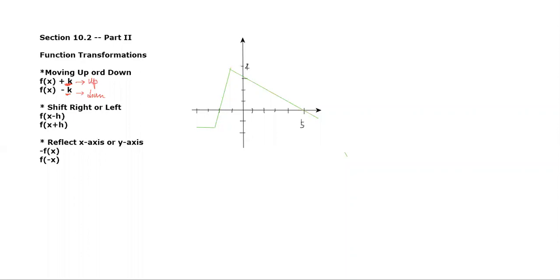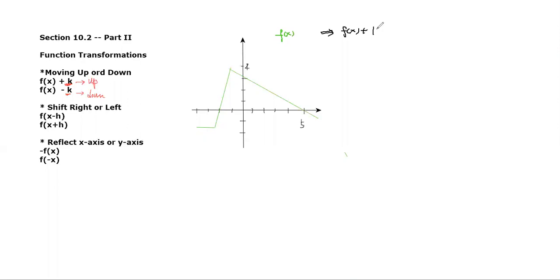So for example, I don't know what the function is, but say this is my f of x function, the green one. If I say I want to define this as f of x plus 1, what is this function doing? That means the whole thing moves up once, right?